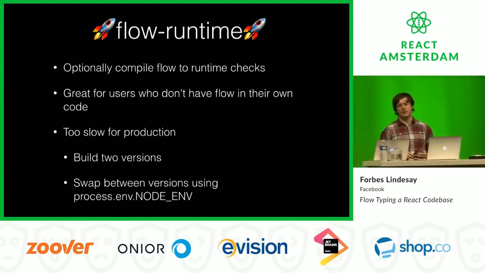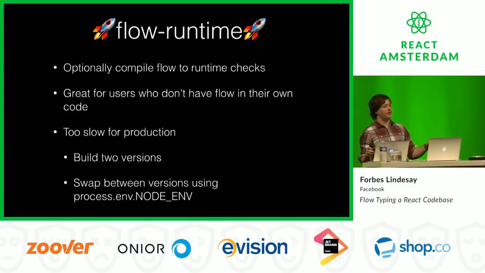The only problem is it's too slow to use in production. So what this actually means is you have to build two versions if you're doing this, and swap between them using the node env environment variable that lets you tell whether the person is using your module in production or development. If they're using it in production mode, then you use the version that has all of the flow just compiled completely away. And if they're using it in development, you can give them the version that has Flow compiled into runtime type checks.